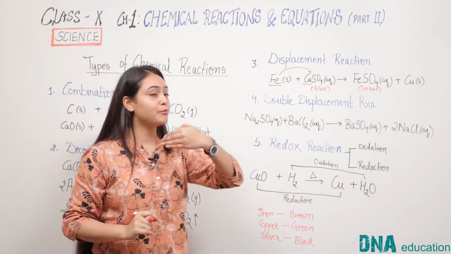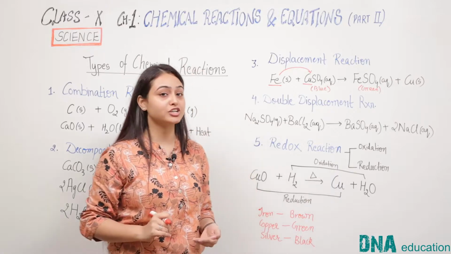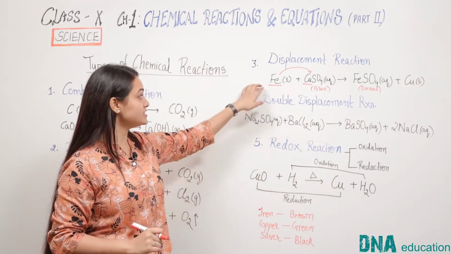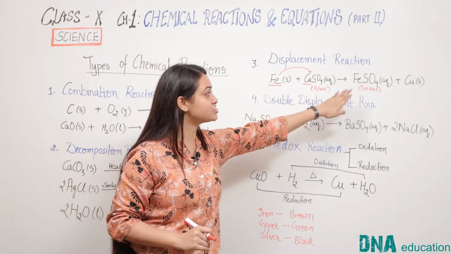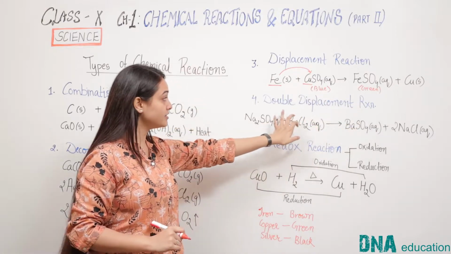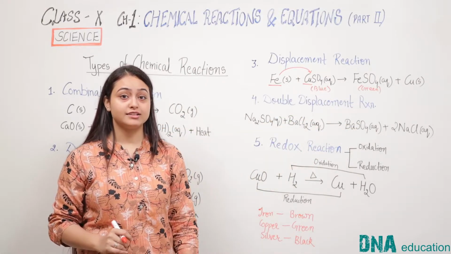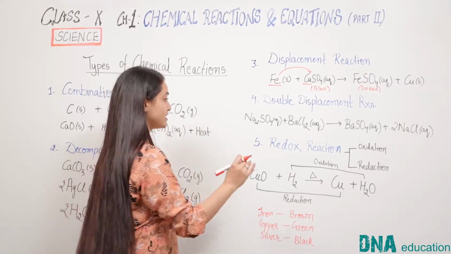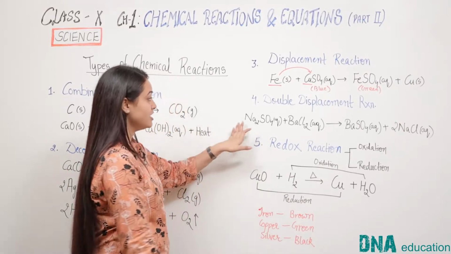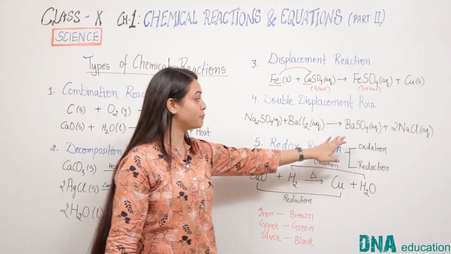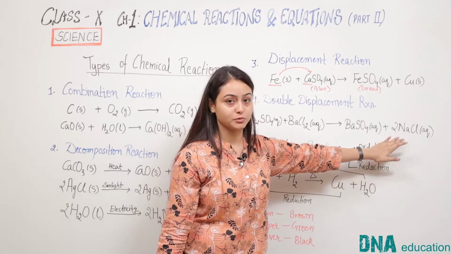Now, a more elaborated form of displacement reaction is the double displacement reaction. Here we see that only one element is exchanged in the reaction, that is exchange of iron and copper. But in double displacement reaction we say that ions of both the compounds are exchanged. For example, in this reaction, sodium sulfate reacts with barium chloride to form barium sulfate and sodium chloride.